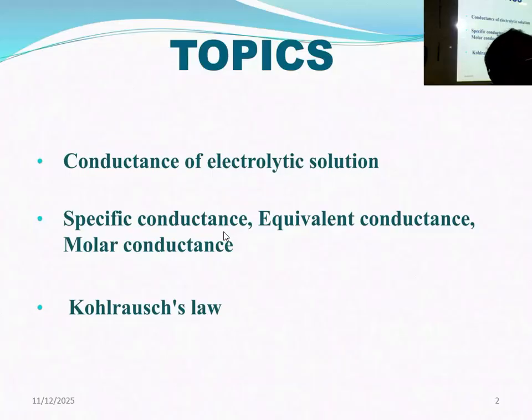So our equivalent conductance, represented as capital lambda EQ, is equal to 1000 by concentration. Now if the concentration is in terms of normality, because it is equivalent, then it is 1000 by normality. That is the relation. Okay. So between specific conductance and equivalent conductance there is a relationship: lambda EQ equals kappa into 1000 by C.